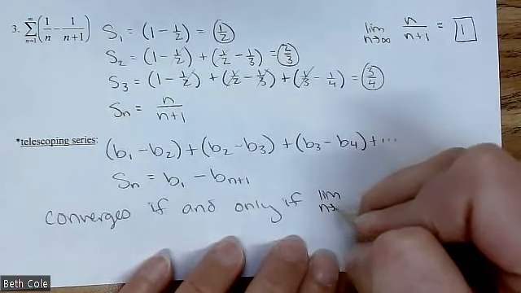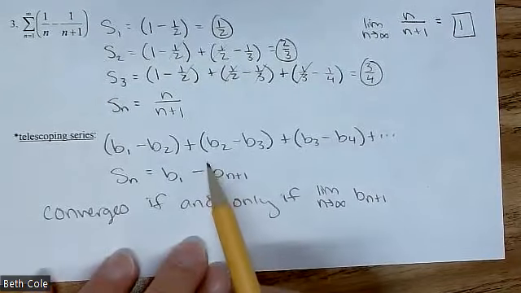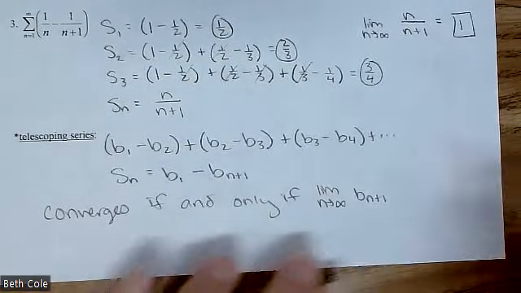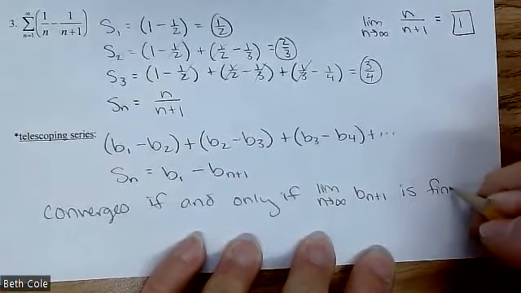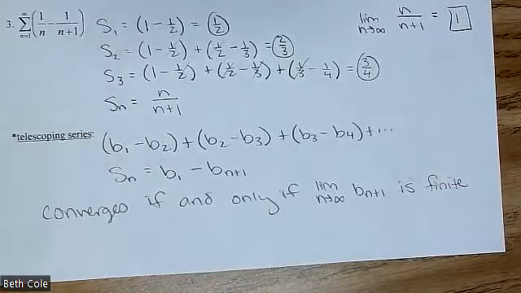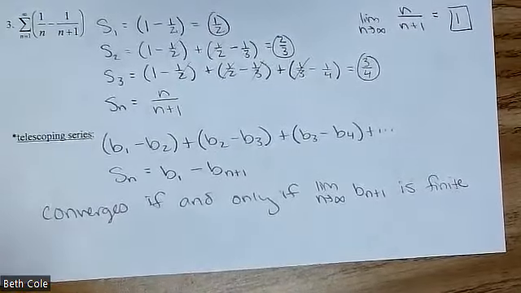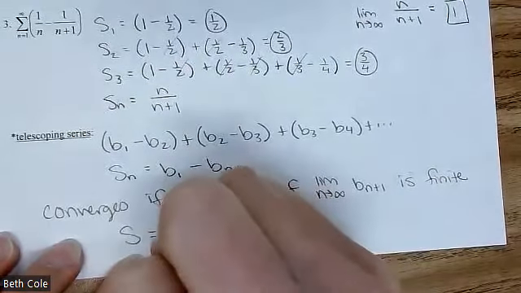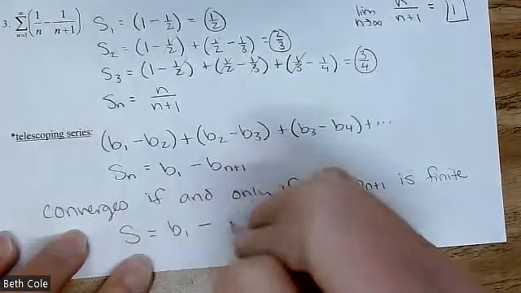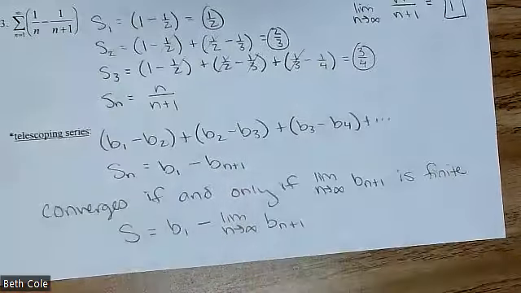The limit as n goes to infinity for that last part is finite. So what does the word finite mean? If you say something's finite, what does that mean? A definite value, basically, not infinity. Okay. And then your whole sum would be that starting number minus your limit as n goes to infinity of that last little part.